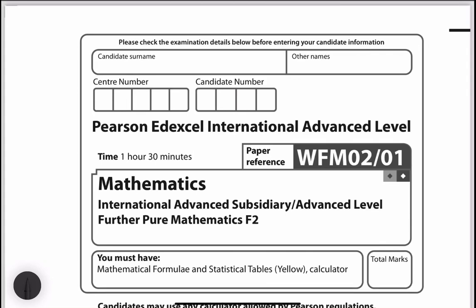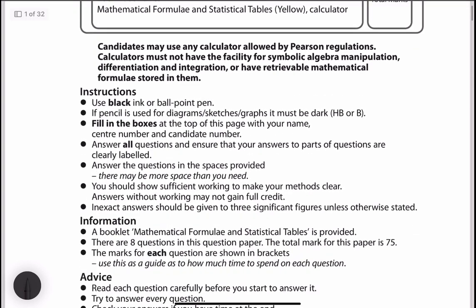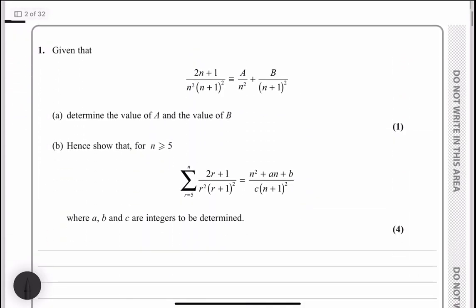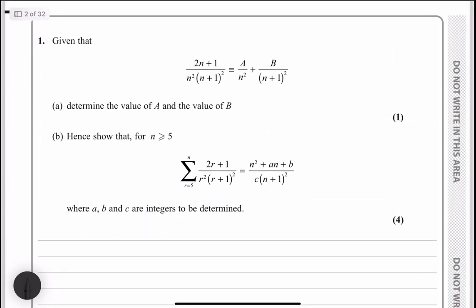This was the June 2022 paper. You were allowed an hour and a half, a calculator and the formula booklet. Jumping straight into question 1. Given that this is true, determine the value of A and the value of B.